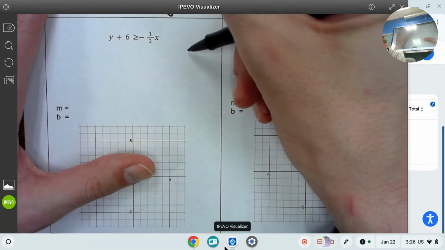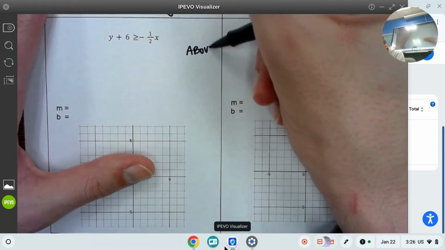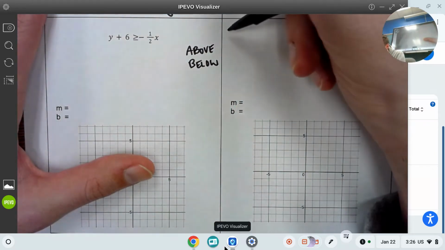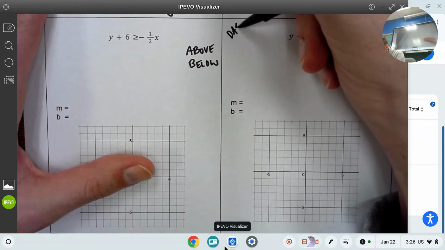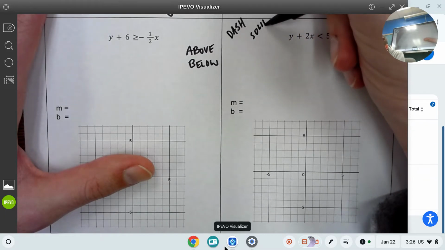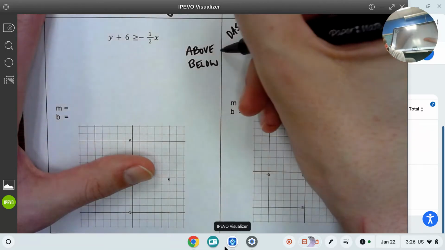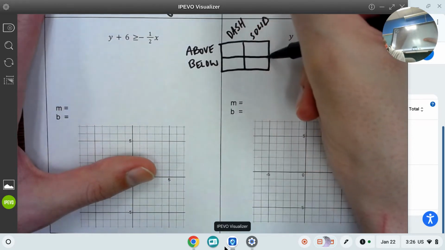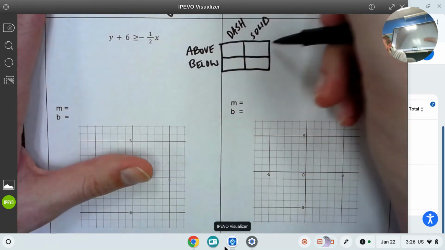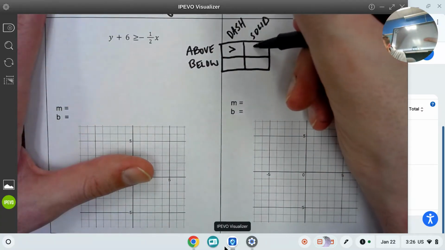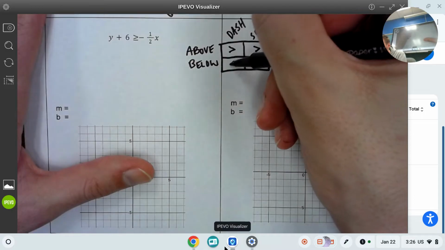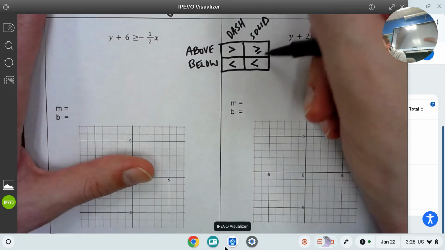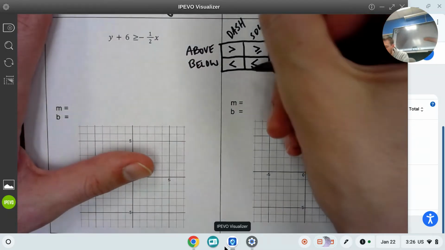Graphing inequalities, you either need to color above or below, and the line either needs to be dashed or solid. Normally we make a little box here, and we put those different inequalities in the box. Above should be the greater than symbols, and below should be the less than symbols. And then solid has the equal sign. So we put the equal signs on the solids.